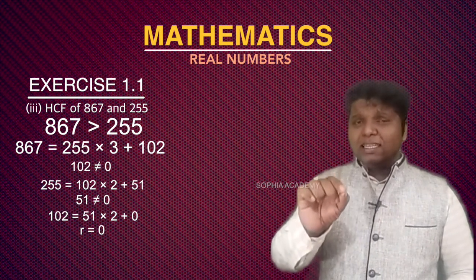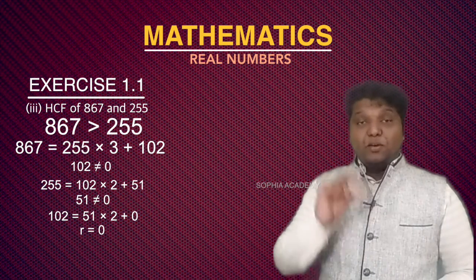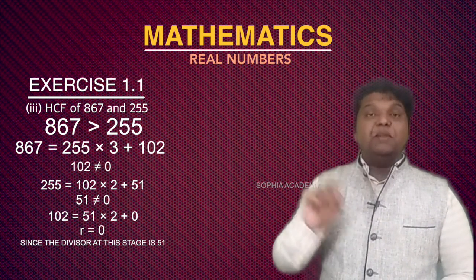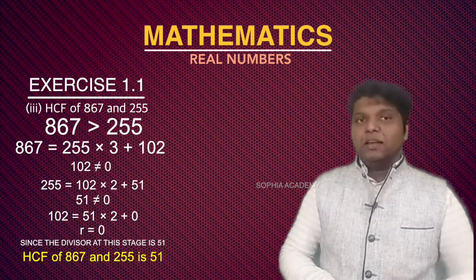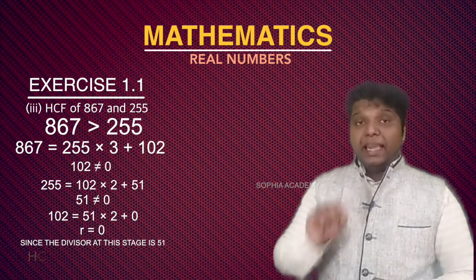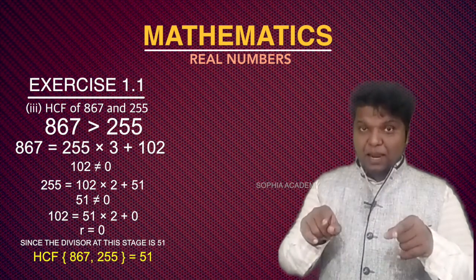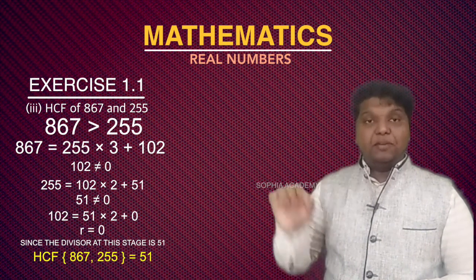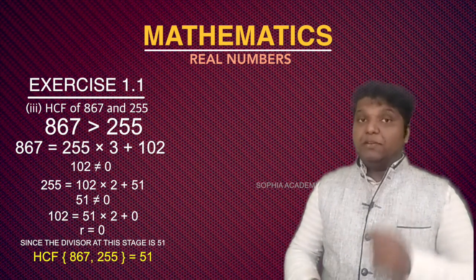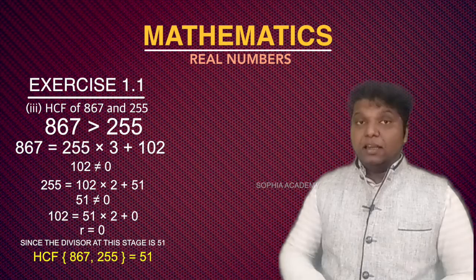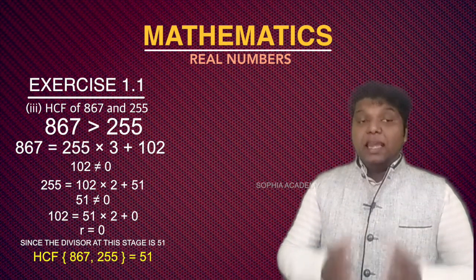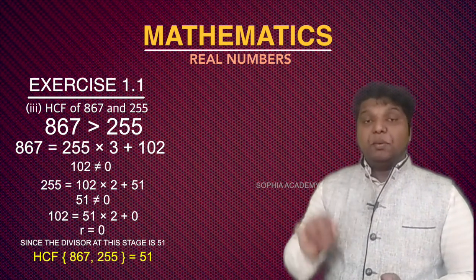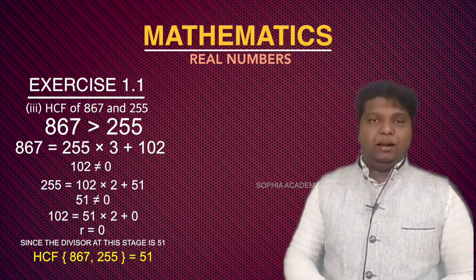Now you are very near to your answer. The only thing is you have to choose which is the HCF. Now here, which is the HCF? 51. This 51 will be the HCF of these two numbers. So how do we write it? HCF of, within brackets, 867, 255 is equal to 51. Even though I said comma, we will never say it like that. When pronouncing it, we will say HCF of 867 and 255 is equal to 51.